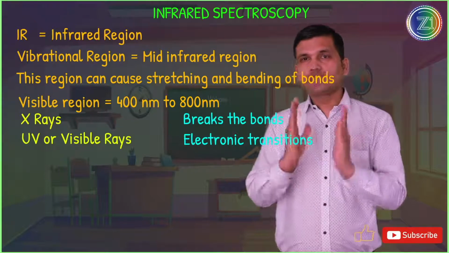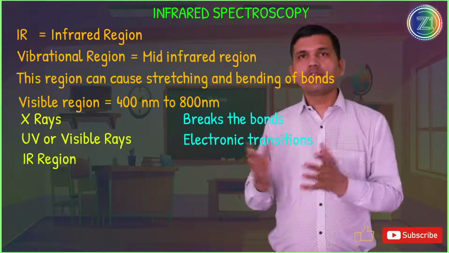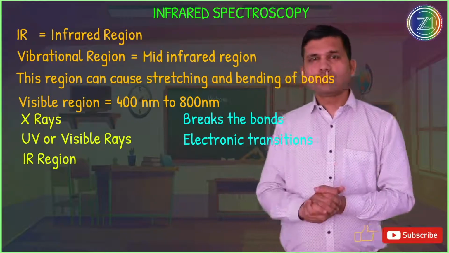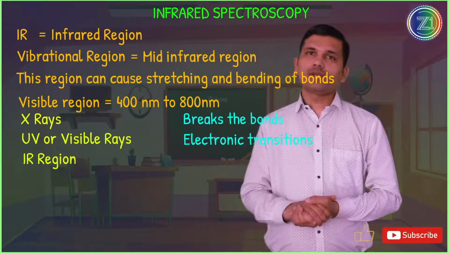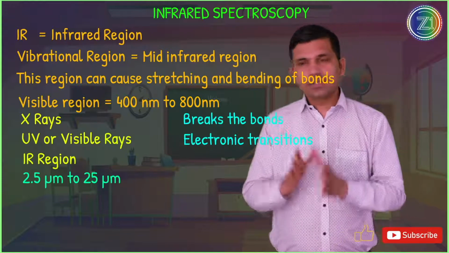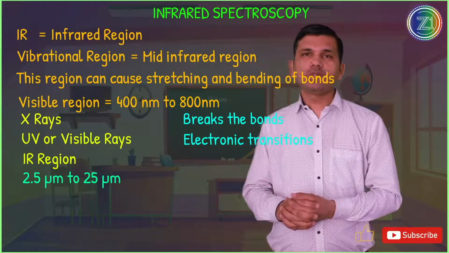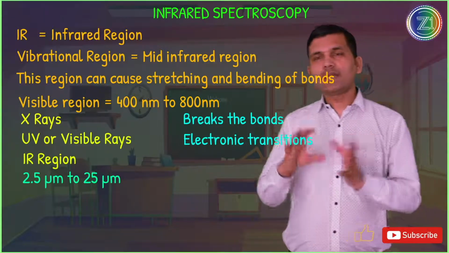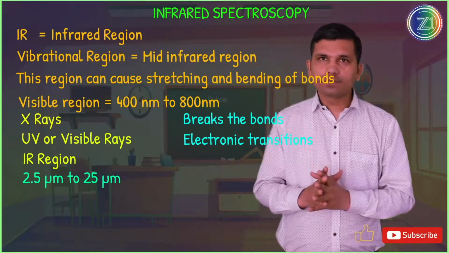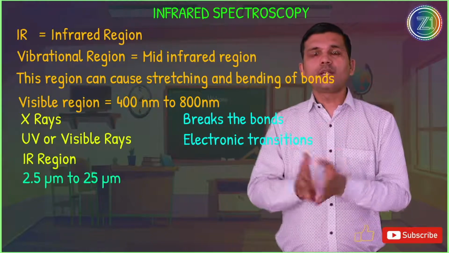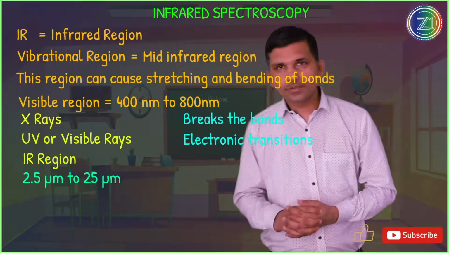Next, after the UV or visible region, we move toward the IR region or vibrational region. This is a small part, corresponding to wavelengths specifically from 2.5 micrometers to 25 micrometers. Micrometer is the basic unit for expressing these wavelengths, and in some books you will see the micrometer written simply as microns. Both notations are the same, so do not get confused regarding the notations.